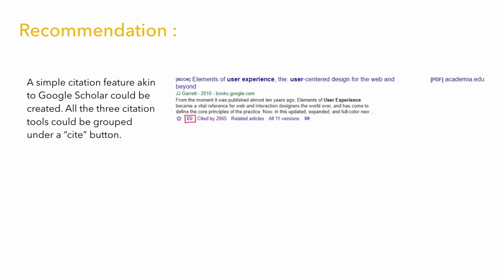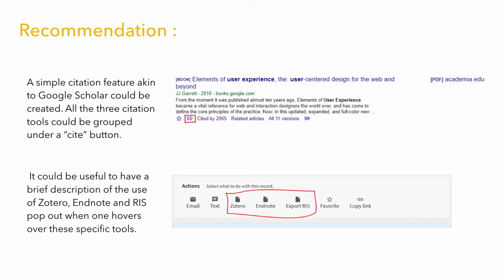A simple citation feature akin to Google Scholar could be created. All three citation tools could be grouped under a Cite button. It would also be useful to have a brief description of how to use Zotero, EndNote, and RIS pop out when one hovers over these specific tools.